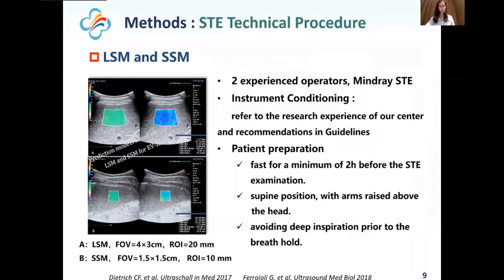The field of view, FOV, for the LSM detection was set to 4 × 3 cm, and the diameter of the region of interest, ROI, was set to 20 mm. And for SSM detection, FOV was 1.5 × 1.5 cm, and ROI was set as 10 mm. Patients should fast for at least 2 hours before the detection. Patients were required to take the supine position and avoid deep breathing.